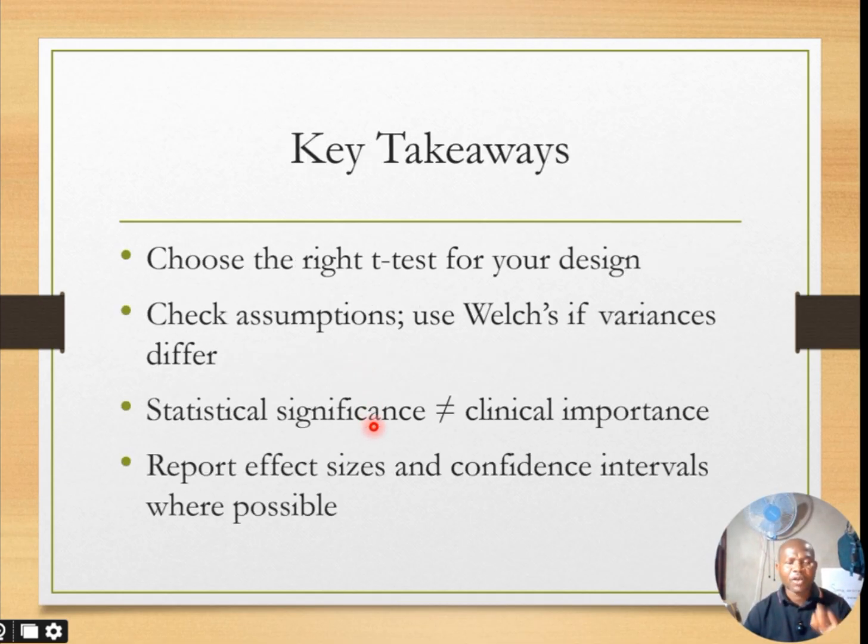So what is the take home of this particular presentation? Number 1, you must choose the right t-test for your design. You must appreciate the information provided, and that will guide you to know the appropriate t-test. Number 2, you make use of your Welch test if variances differ, more importantly for independent two-sample t-test. And again, it is worthy of note to stress that statistical significance does not equal clinical importance. So if you are conducting a study and t-test appears to be the appropriate test, please take note, even after you have arrived at a statistical significance, it is important you check the effect size. You also want to check the confidence interval to be sure that they all agree, so that your interpretation and reportage can be strengthened.